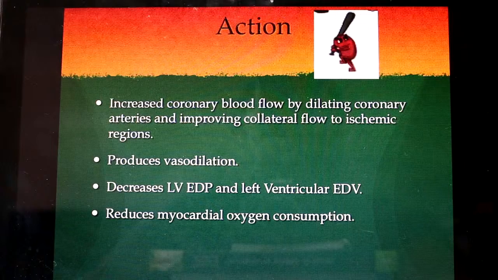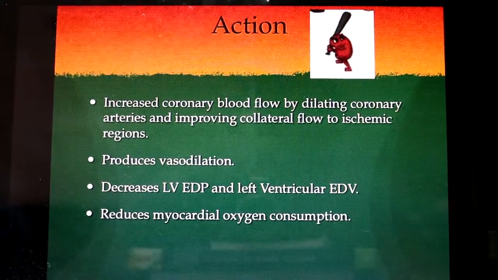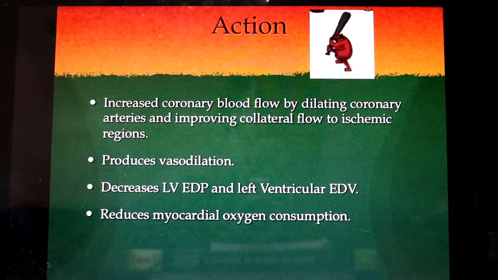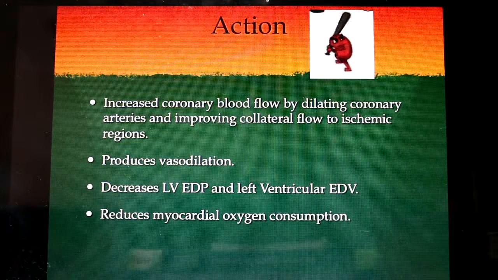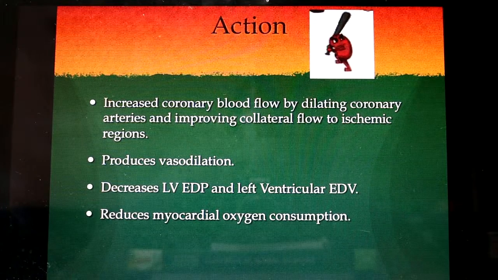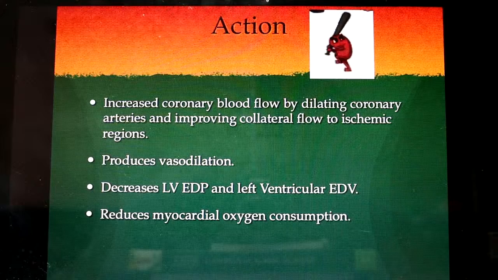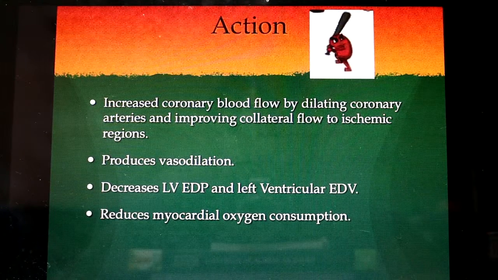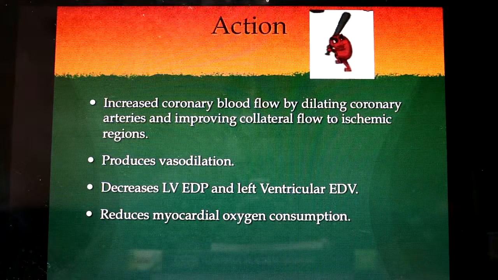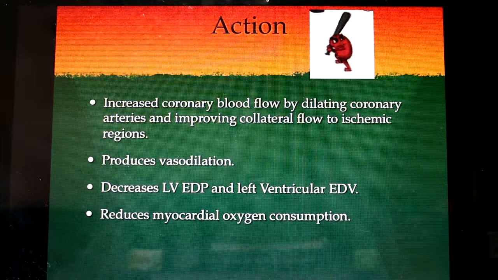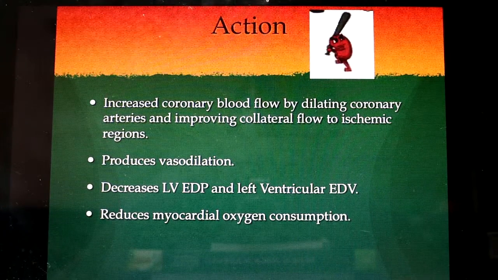What is the action of nitroglycerin? This medication increases the coronary blood flow by dilating coronary arteries, which improves the collateral flow to the regions which have low blood, and also produces vasodilation. It decreases the preload and afterload of the heart, which reduces the myocardial oxygen consumption.